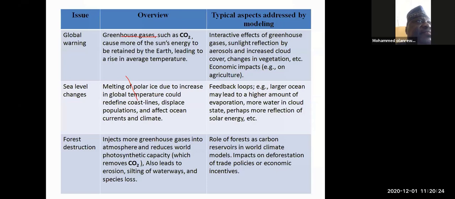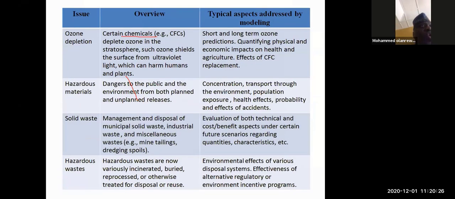Next, ozone depletion. Certain chemicals deplete ozone in the stratosphere, such ozone shields the surface from ultraviolet light, which can harm humans and plants. In modeling, you look at both the short and the long-term ozone predictions, quantifying the physical and economic impact on health and agriculture.